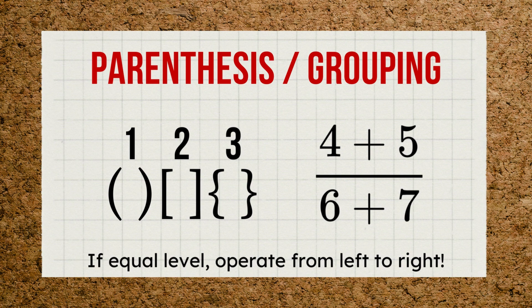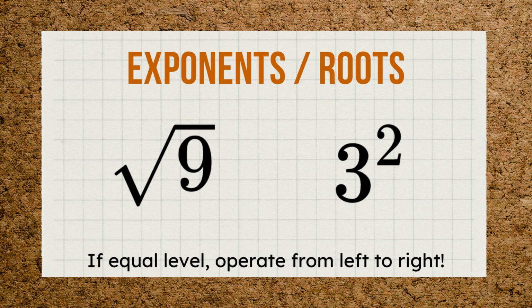So the first priority when doing PEMDAS problems is the parentheses and the grouping, specifically what's inside them. Common grouping symbols include parentheses, brackets, braces, and even fraction bars can be counted as grouping symbols. For the second priority, we have exponents and roots, which include powers and square roots, but these are ones that you will encounter later on in life.